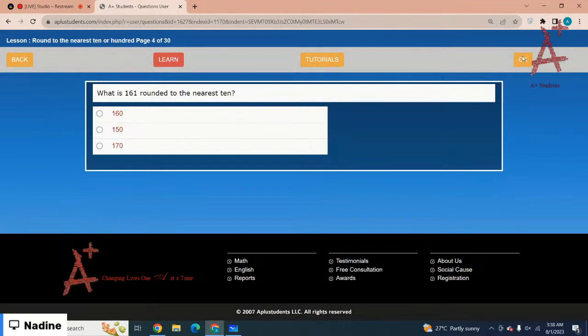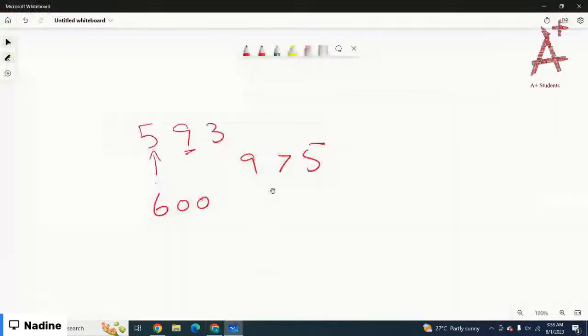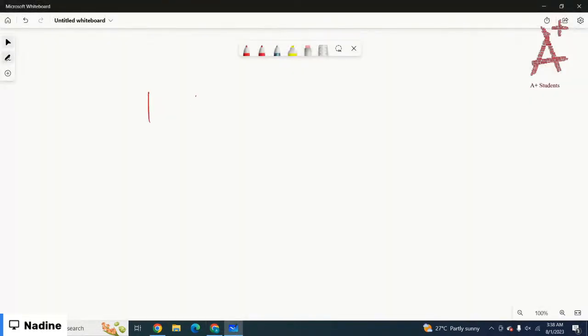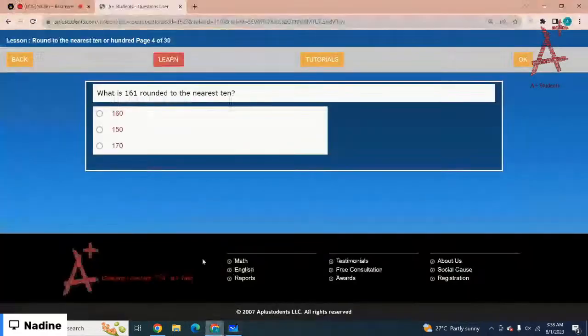What is 161 rounded to the nearest 10? Okay, now you have to round to 10. 161. So just look at the tens digit. This is the digit that is at the tens position. Right next to it is 1. 1 is less than 5. That means you have to end up on the same 10. Just replace the digit with 0, right? So it would be rounded off to 160. So the correct option is 160.